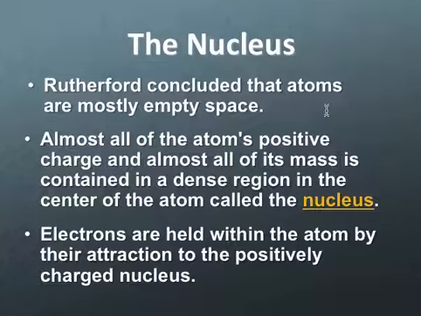Okay, and probably the other really important conclusion that people miss here is that the atom is mostly empty space, because if you remember, most of those alpha particles did go straight through. So the atom is mostly made of empty space. But almost all of the atom's positive charge and mass are contained in this dense region called the nucleus. And then the electrons are held within the atom by the attraction to the positively charged nucleus. So that's where we are now.